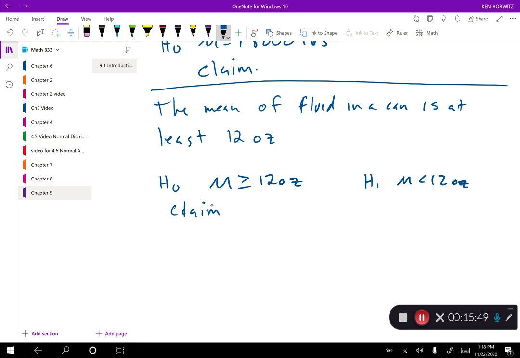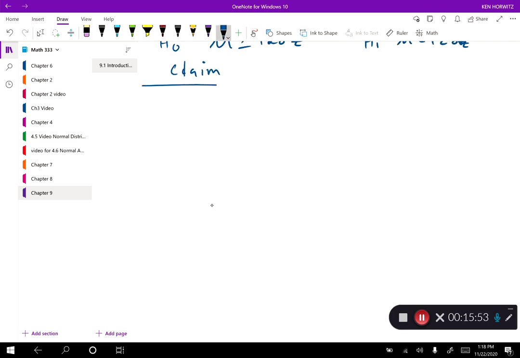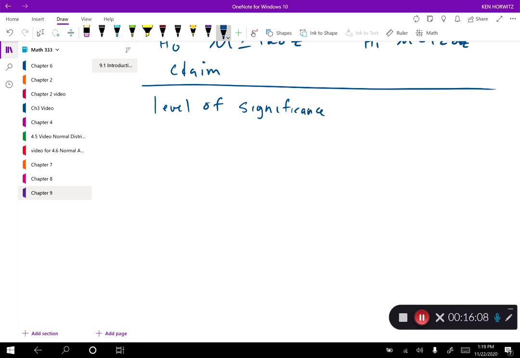All right. So now we've got to talk about level of significance. And our level of significance is denoted by alpha. Now, you may remember alpha from our confidence intervals. It is the same type of thing.